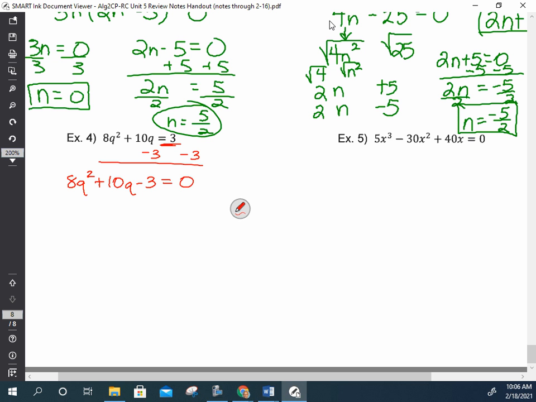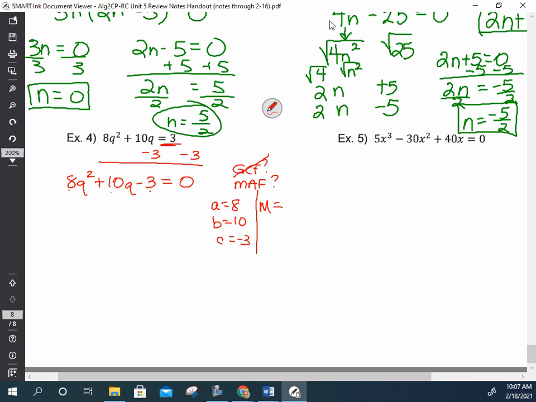Now we can factor. So the greatest common factor should always be the first thing you try, but there's nothing that divides out of all 3 terms evenly. The GCF is not going to work. There's 3 terms, so let's try MAF. So A equals 8, B equals 10, C equals -3.